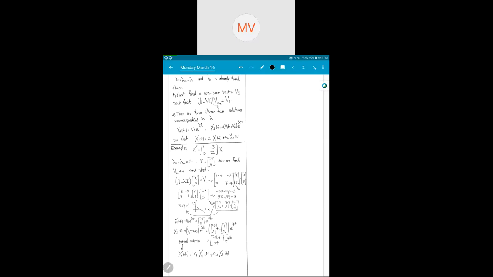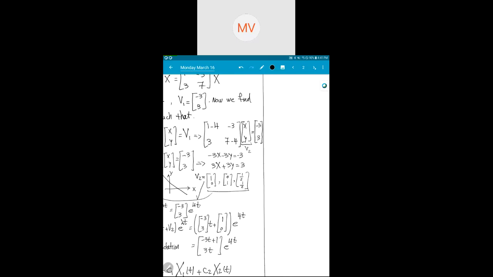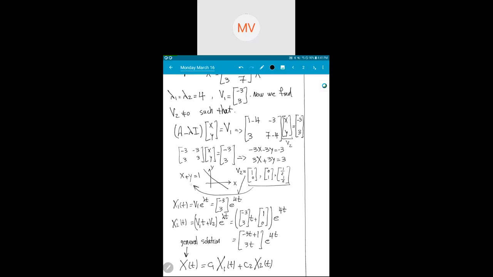Sorry to interrupt, but how did you get the V2, 1 over 0? Because you had x plus y equals 1, and I was wondering how you got 1 over 0. Okay, just come up with a pair of numbers that satisfy that equation. Any pair of numbers x and y where they sum up to 1. As you can see, the components of these vectors all add up to 1. So you can pick 7 and negative 6, 10 and minus 9. As long as they add up to 1, it's a good vector. Okay, perfect. Thank you.